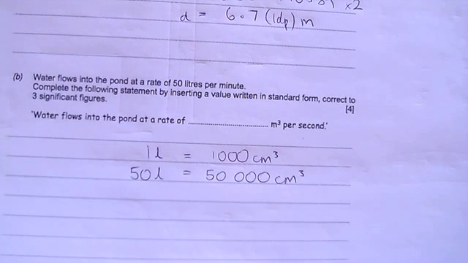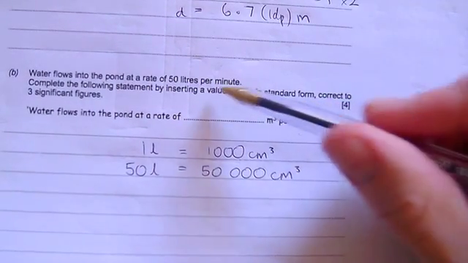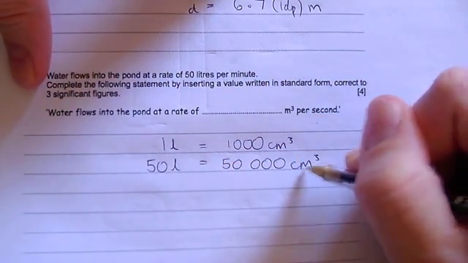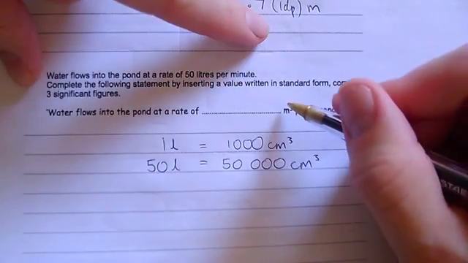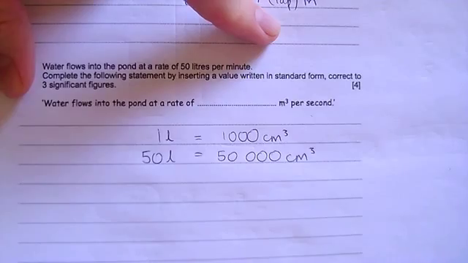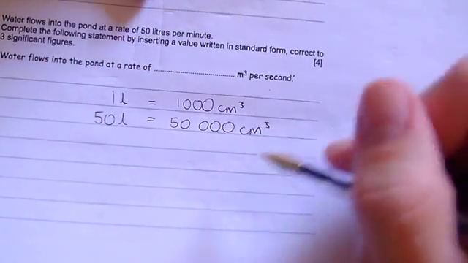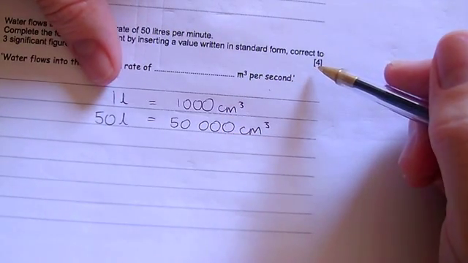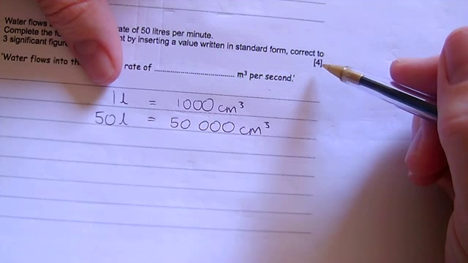Right then, so what am I going to do next? It would be really nice if I could change that. So this is 50 litres in a minute. So in 1 minute, we know that 50,000 centimetres cubed would go into the pond, and then we could divide it by 60 to turn it into every second. However, this is in centimetres cubed, and they want it in metres cubed, and that's quite a tricky conversion. I'm not expecting you to know that. This is quite a hard question, okay? But if you could say this here and this here, you'd certainly get 1 mark.